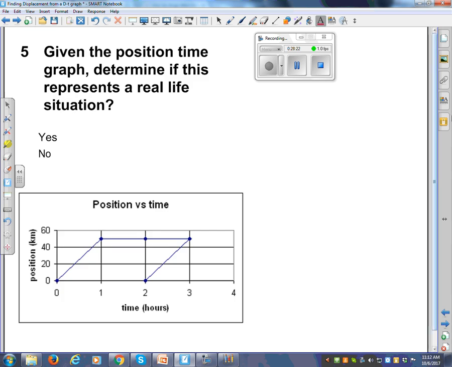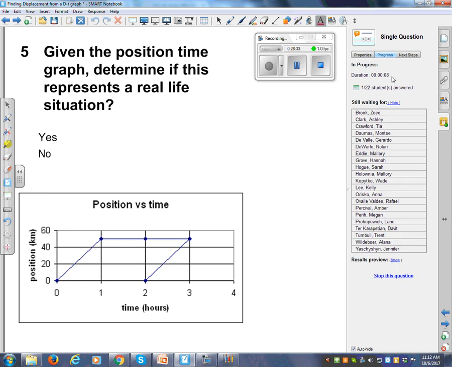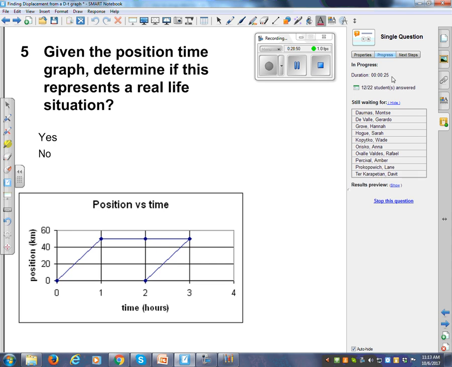Okay, last question. This is the one everyone's going to get right. Given this position time graph, determine if this represents a real-life situation. Could you ever have a position time graph that looks like this? Yes or no? You put Y or N on your buttons. Does this represent a real life situation? Yes, it does, or no, it does not. You got 50-50, I guess, if you're guessing. I mean, you shouldn't be guessing. You should know this.